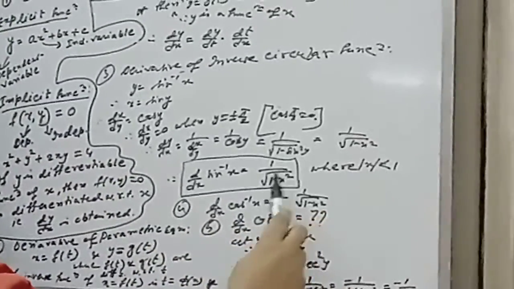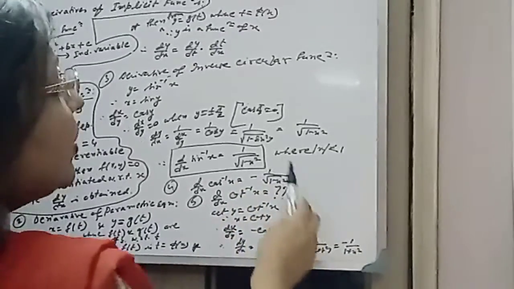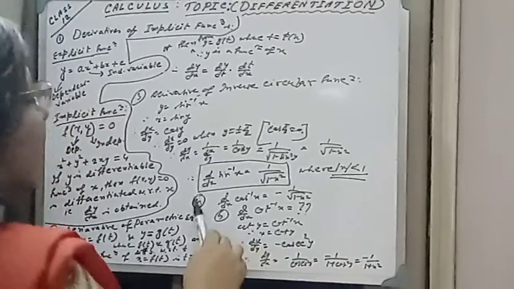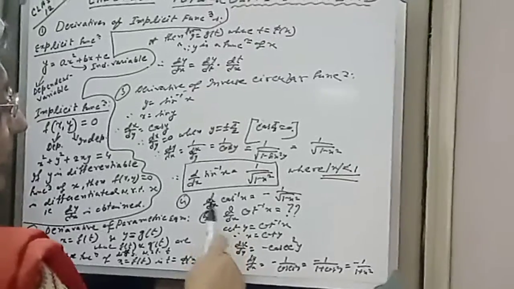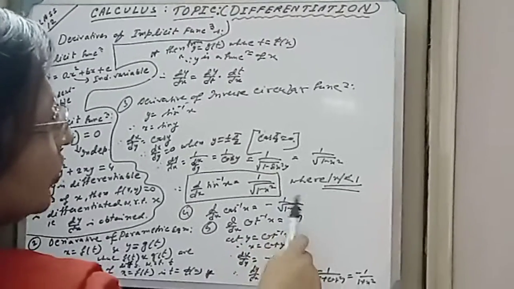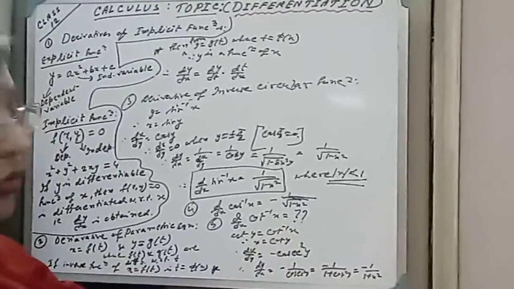Otherwise, if it is not less than 1, then the denominator will be 0. If the denominator is 0, then it will be undefined. That is why the restriction is very, very important. Next, similarly, we can find the derivative of cos inverse x. The derivative of cos inverse x is minus 1 by square root of 1 minus x square. This part you can find on your own.